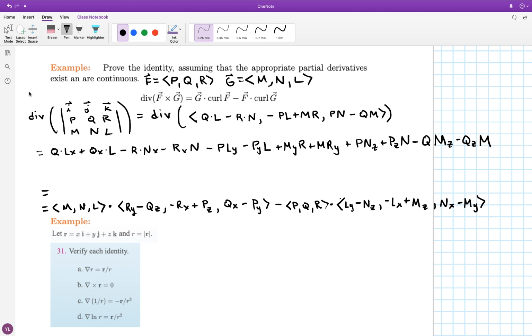So I did not leave myself room here, but you can see up here we started with the divergence of f cross g on the left-hand side, and I expanded that out to this. And then on the right-hand side, I have g dot curl f minus f dot curl g, and that is written out in component form like this. Let me perform the dot product and cross my fingers that I get what I have written up here.